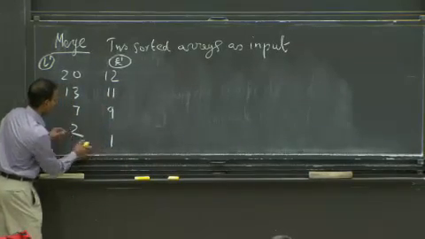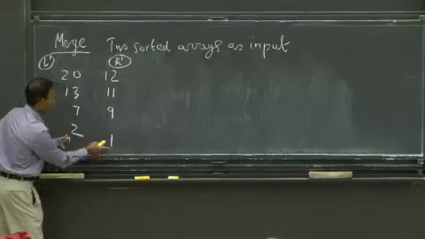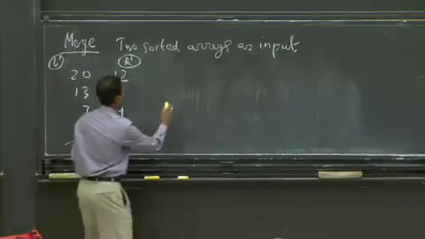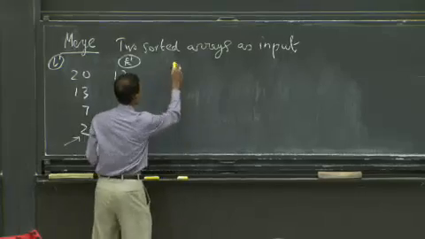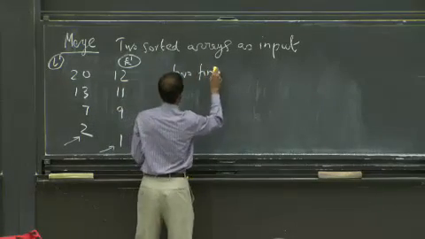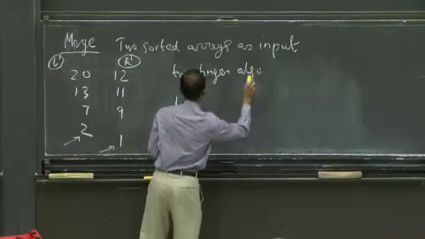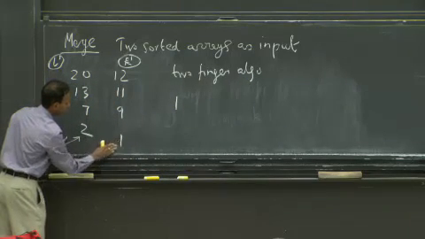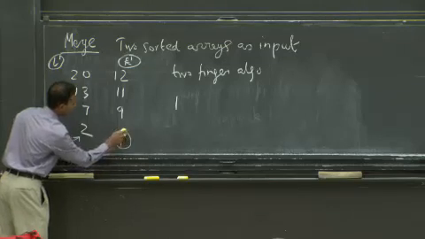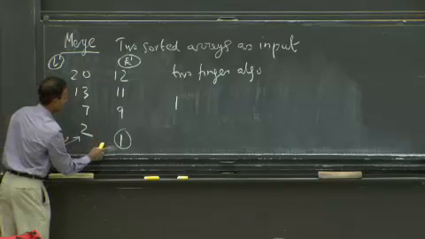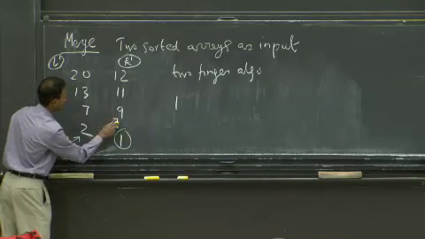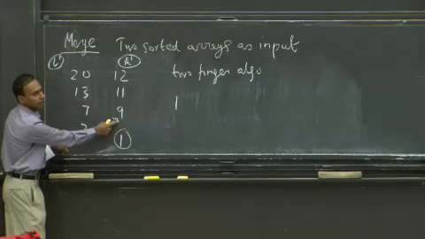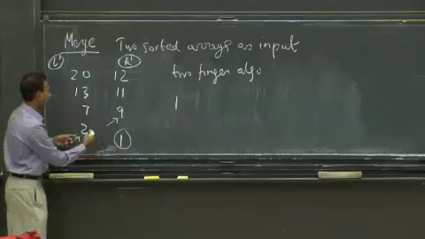OK, so start out here. I compare 2 and 1. Which is smaller? 1 is smaller, so I'm going to write 1 down. This is a two-finger algo for merge, and I put 1 down. When I put 1 down, I have to cross out 1. Let me just circle that instead of crossing it out, and my finger moves up to 9. Now I'm pointing at 2 and 9, and I repeat this step.